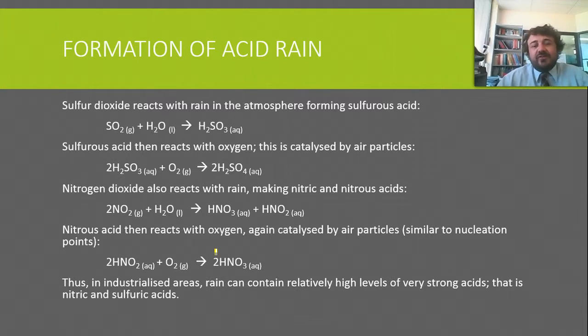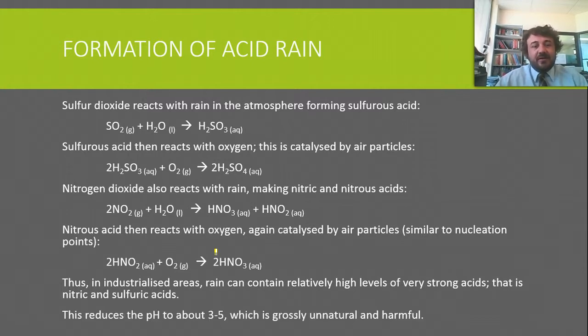The difference between nitrous acid and nitric acid, and sulfurous acid and sulfuric acid, is that the latter are strong acids. Now, strong actually means something. It doesn't mean concentrated. It's about how they separate from their hydrogens. So the pH reduces to 3 to 5, and this is super harmful. You've seen some examples of it now. It will also have a serious impact on waterways and fish, frogs, etc.